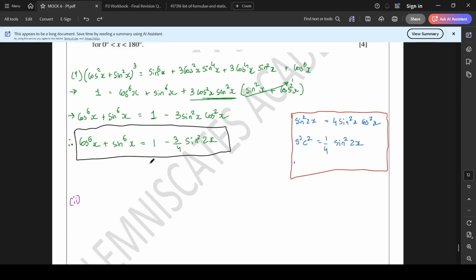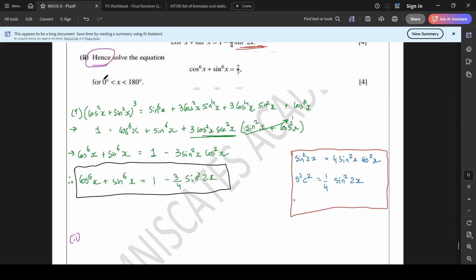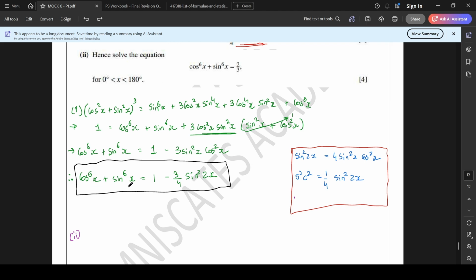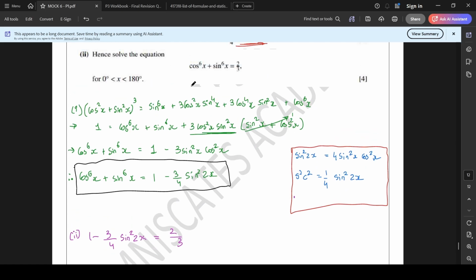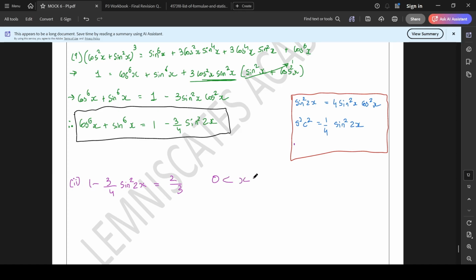Of course, I need to utilize this equation. Whenever they use the word hence, it means that we need to use something from your previous part. So I know that my cos power of 6x plus sine power of 6x is equal to this entire thing: 1 minus 3 over 4 sine square 2x is equal to 2 by 3. And the domain given to me is 0 to 180 degrees.